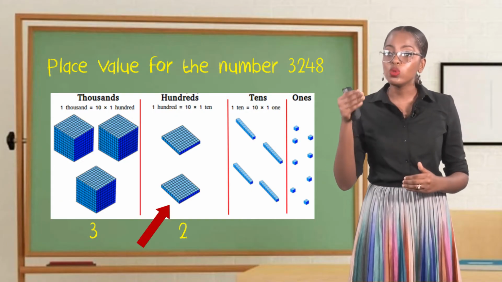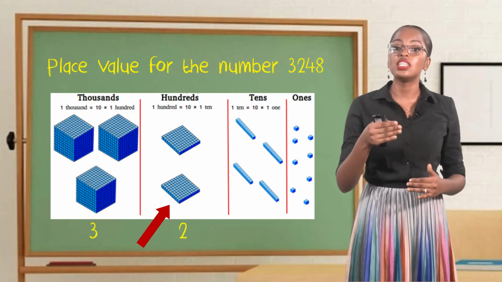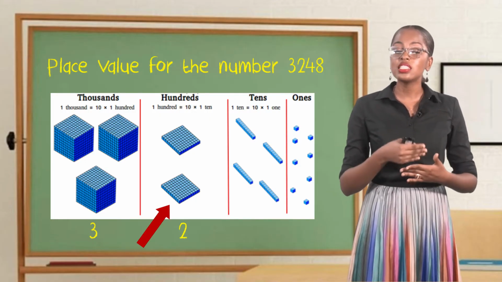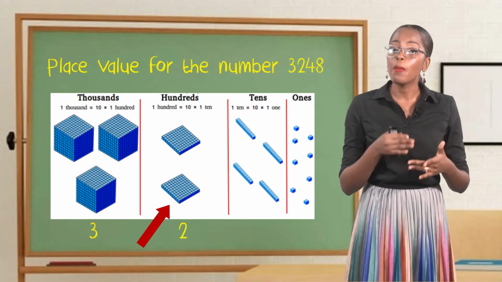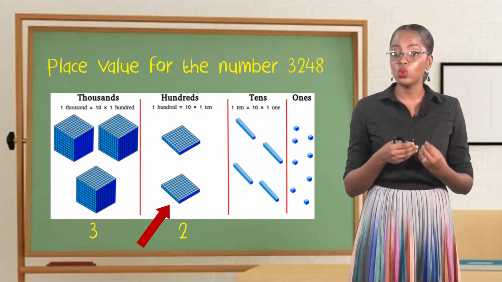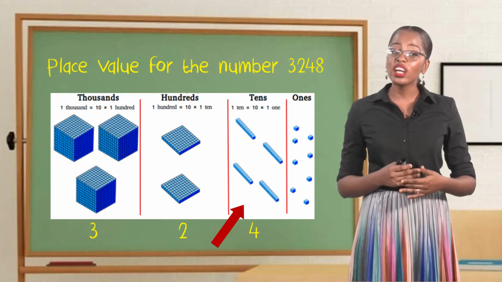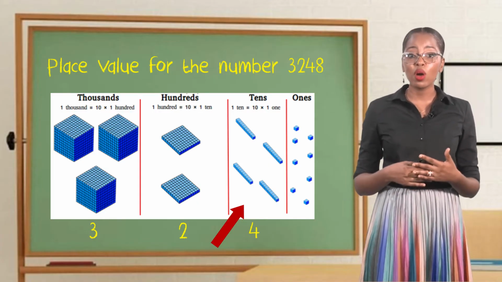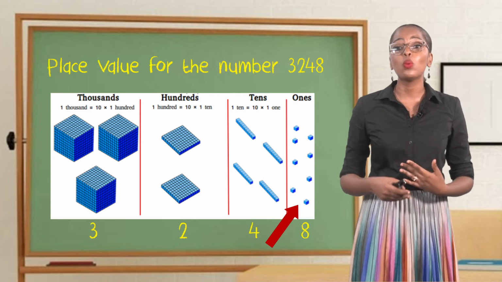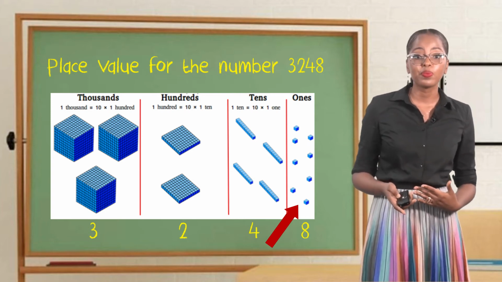Now, we look at the 2. The 2 is represented by 100, and that simply means that 200 makes up the number 3,248. So, boys and girls, we know that 4 is in the tens place value column, while 8 is in the ones place value column.